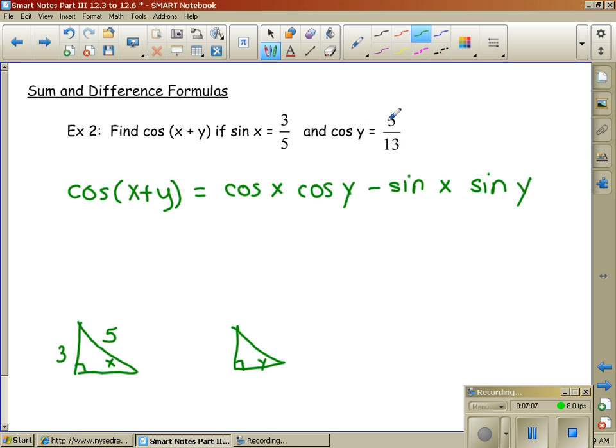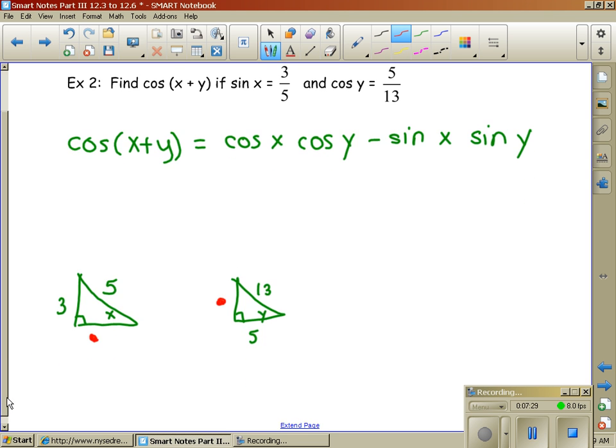Cosine of y is adjacent over hypotenuse. Okay. Now you need to find the missing side. We have a missing side here, and we have a missing side here. How are we going to find those? We're going to use Pythagorean theorem.